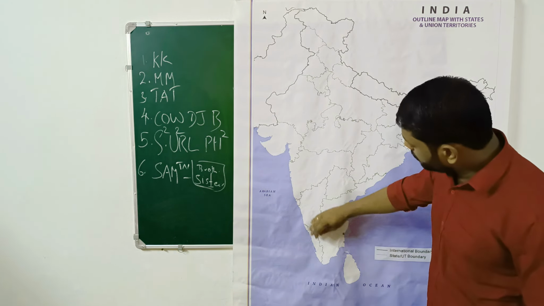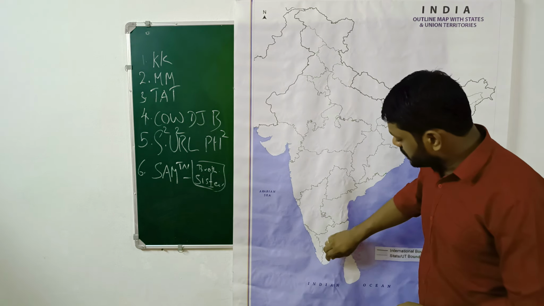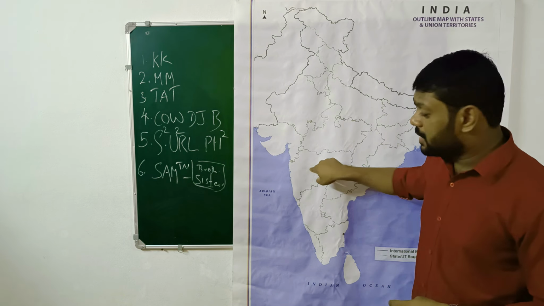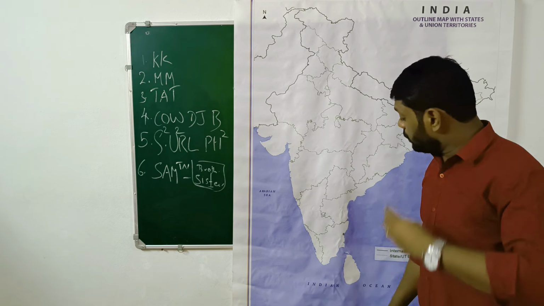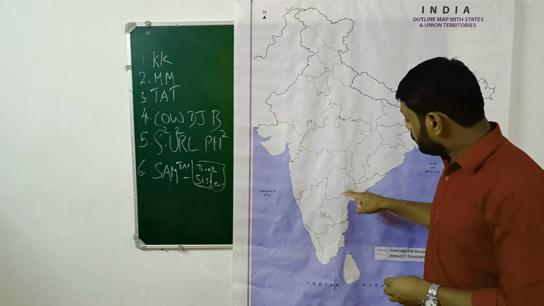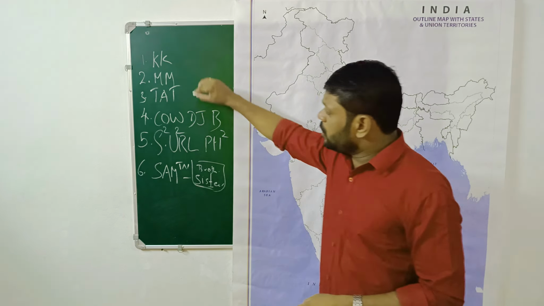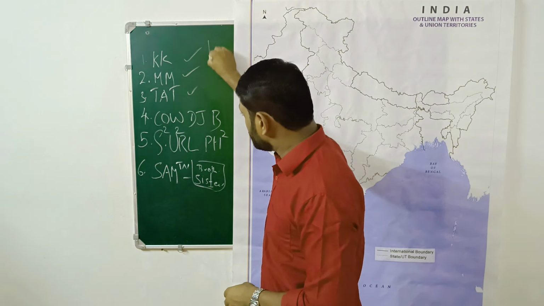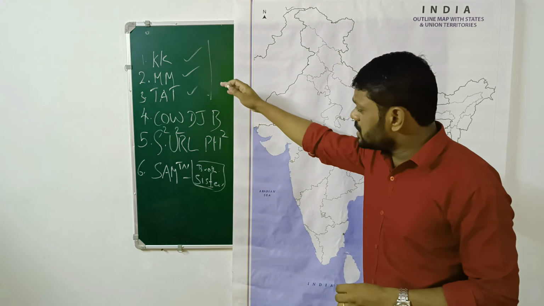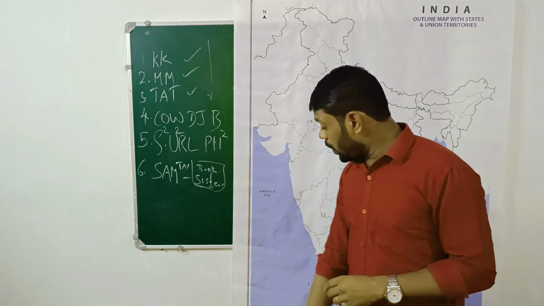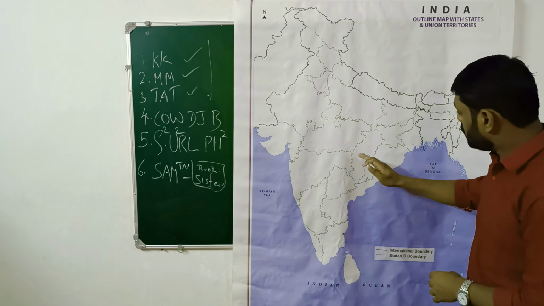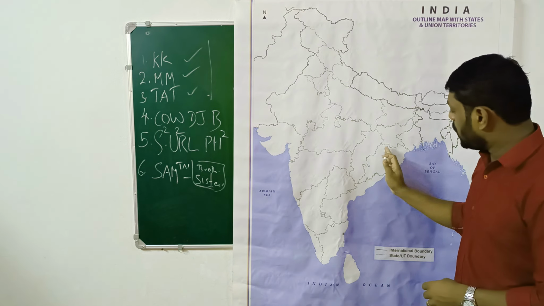So we have completed marking this particular portion. We started with Kerala, Karnataka, then we discussed the two MM, that is Maharashtra, Madhya Pradesh. Then the third tip is TAT, Tamil Nadu, Andhra Pradesh and Telangana. I hope you got an understanding about the 3 major factors, that is KK, MM and TAT. Now we focus on COW DJP. Over to this particular region is where we are going to mark COW, C-O-W.